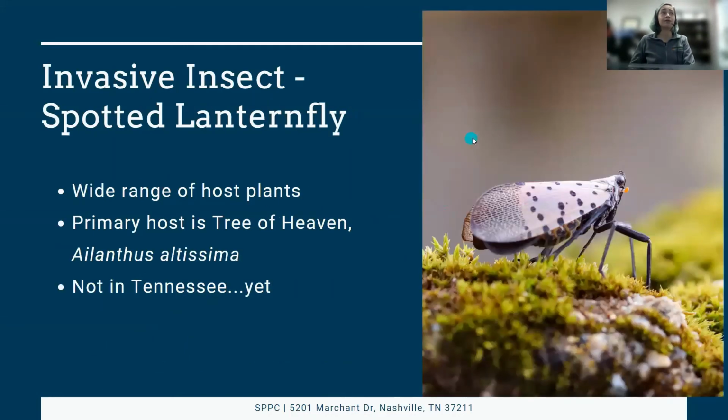And this is another important insect that is not here, but we definitely want to be on the lookout for: the spotted lanternfly. Although a very beautiful bug, this is a very serious and threatening pest for our state because it has an incredibly wide range of host plants. The primary host of this insect is the tree of heaven, which is considered more of a nuisance plant, but it can feed on a bunch of different plants. So we really want to protect not only our landscaping and our tree plants, but our food plants from this pest as well, since it can feed on so many different things.